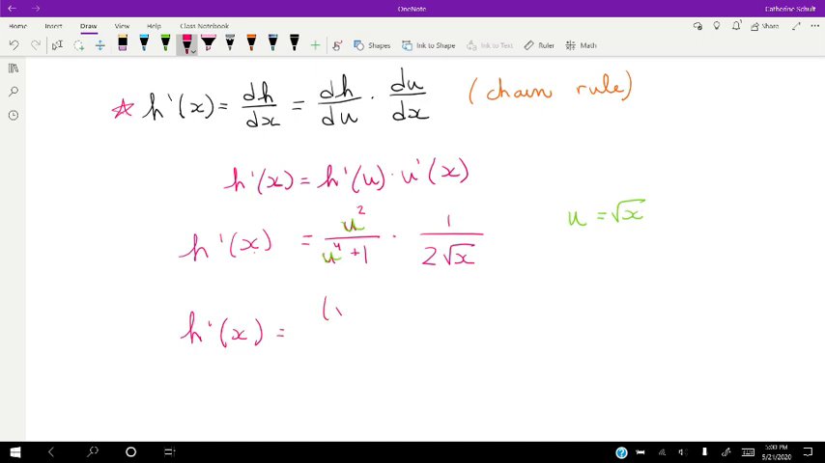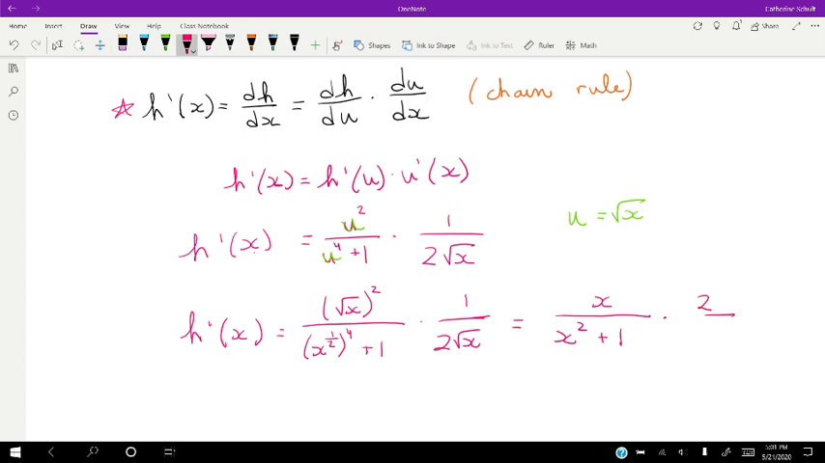All right, so it's going to be root x squared. So x to the 1/2 squared. And then it might be easier to write it as x to the 1/2 when we're taking the 4th, because then we can see 1/2 times 4 is 2, so it's x squared. So a little bit easier, whatever floats your boat. Okay, so we're looking at x on the top divided by x squared plus 1 times 1 over 2 root x.